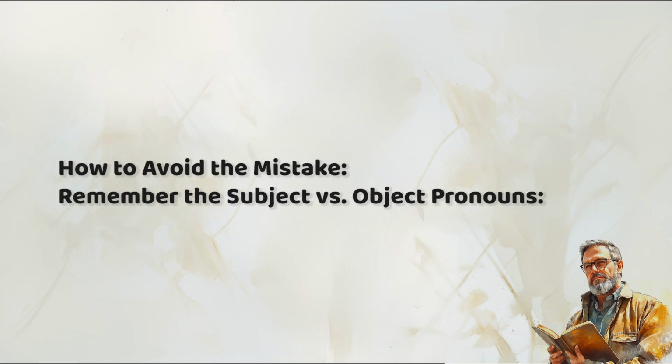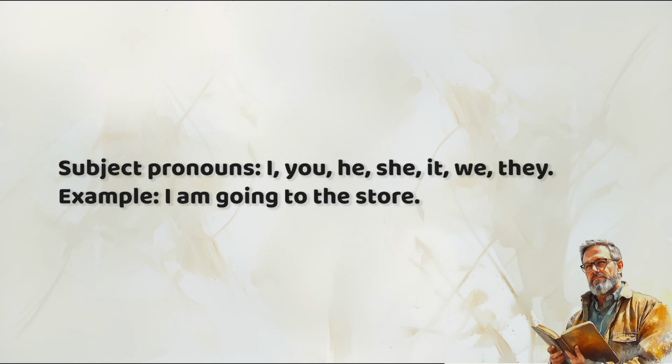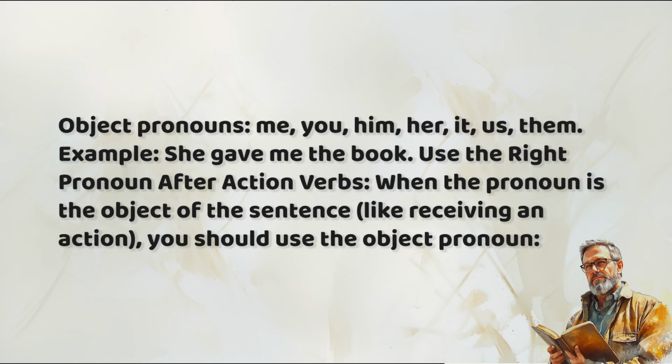How to avoid the mistake? Remember the subject versus object pronouns. Subject pronouns: I, you, he, she, it, we, they. Example: I am going to the store. Object pronouns: me, you, him, her, it, us, them. Example: she gave me the book.